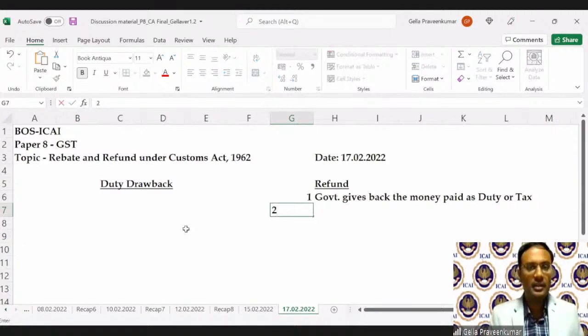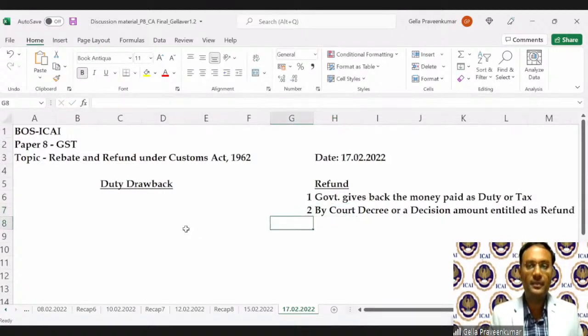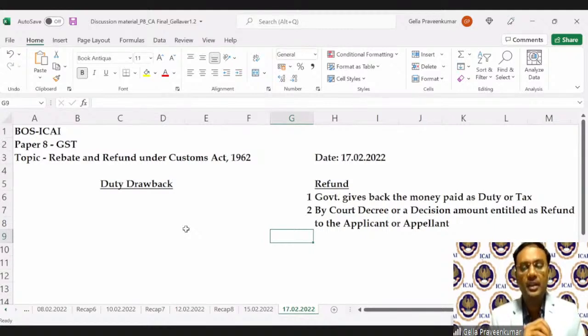There could be an occasion where by court decree or a decision, amount entitled as refund to the applicant or appellant. We would have seen circumstances where someone would have filed a case in a particular forum. Could be appellate authority, could be tribunal, could be your high court, could be your Supreme Court. By way of a direction, a judgment, an order passed in that particular forum, the applicant who has filed that application will be entitled for something called as a refund.